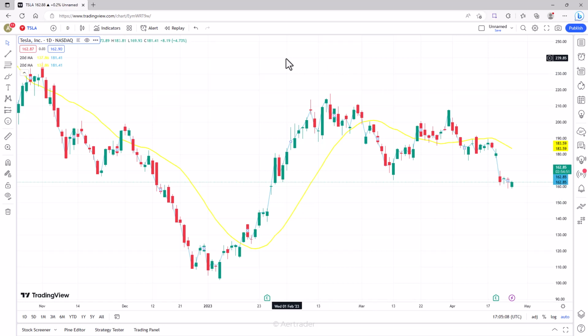When prices are above the 20-day moving average, prices are moving in an uptrend, and when prices are below the 20-day moving average, prices are moving in a downtrend. Moving averages is a quick way to visualize which direction prices are moving towards.